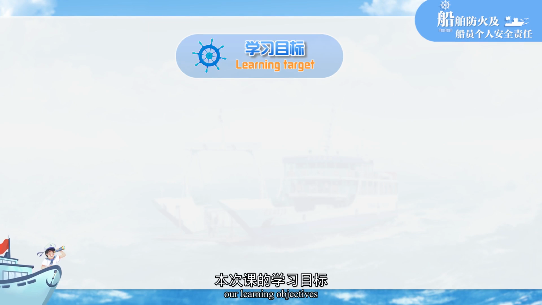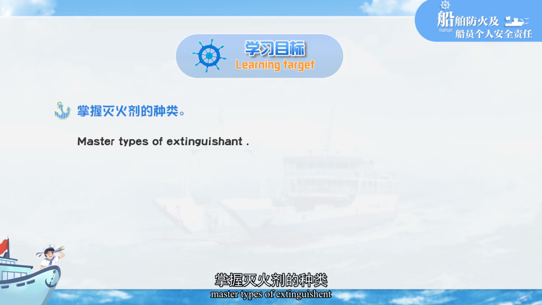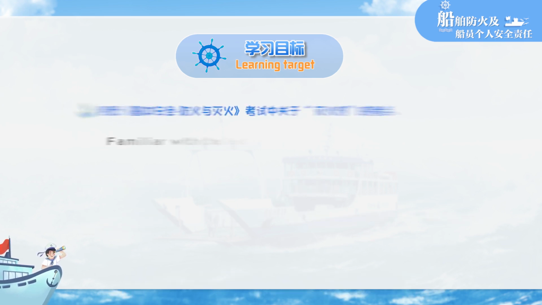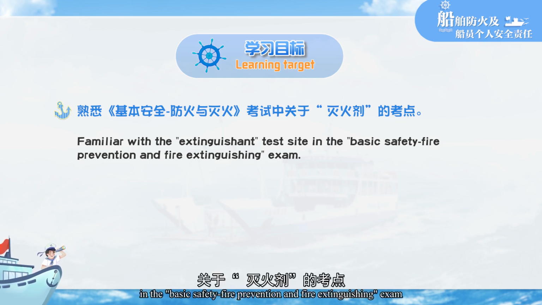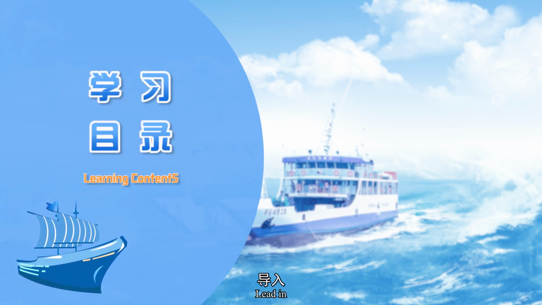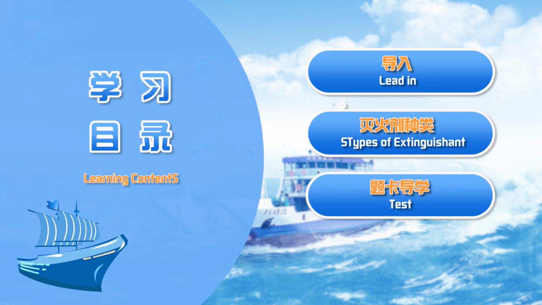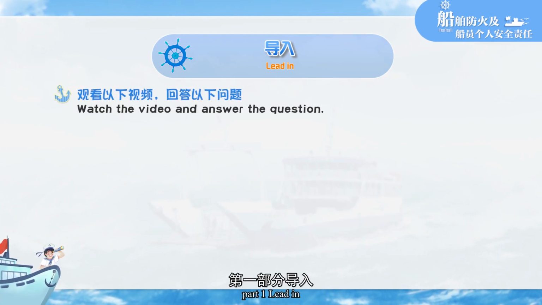Our learning objectives in this lesson are to master the types of extinguishants, master the extinguishing principles, applicable objects, and precautions of extinguishants, and become familiar with the extinguishant test sites in the basic safety, fire prevention, and fire extinguishing exam. This course is divided into 4 parts. Part 1: Lead-in and extension. Part 2: Types of extinguishants.